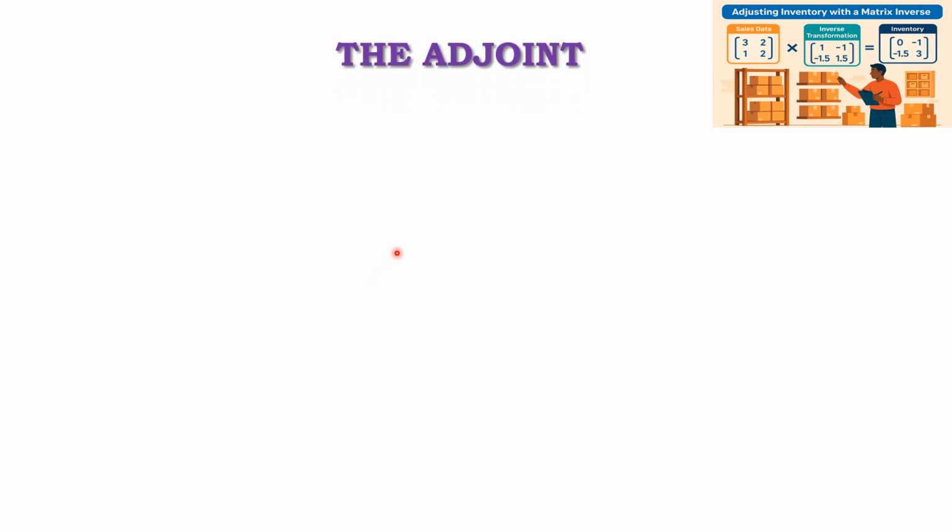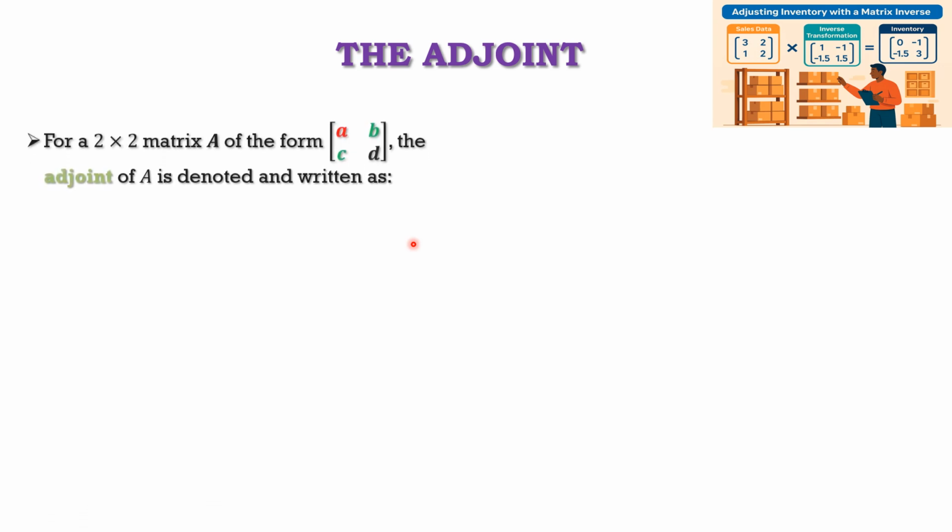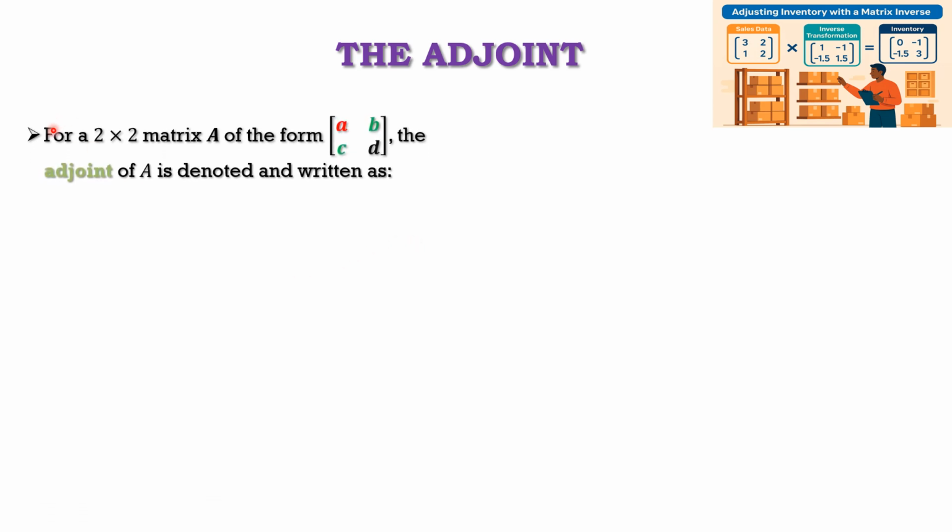Now let's get to understand the next concept of this study about 2 by 2 inverse matrix. So here the concept to understand under this particular study is the adjoint. The adjoint, what is the meaning of it? For a 2 by 2 matrix A of the form A, B, C, D, that is the entries of the 2 by 2 matrix, the adjoint of A is denoted and written as, so if I want to write the adjoint of A, then in short, it will be ADJ of the matrix A equal to D, -B, -C, A. It means that we just swap the position of A and D.